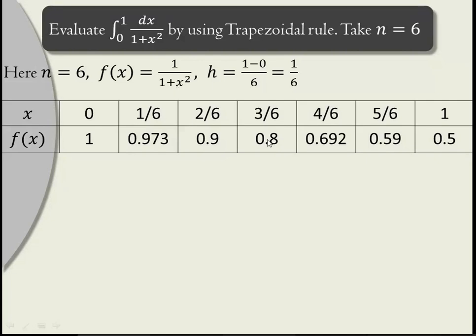Put x equal to 4 by 6, get the value. Put x equal to 5 by 6 and get the value of that function. And at the end, put x equal to 1. 1 upon 1 plus 1 square. So that will be 0.5.